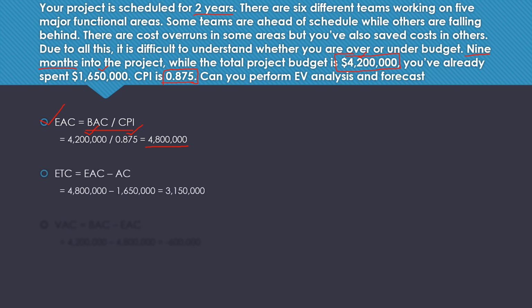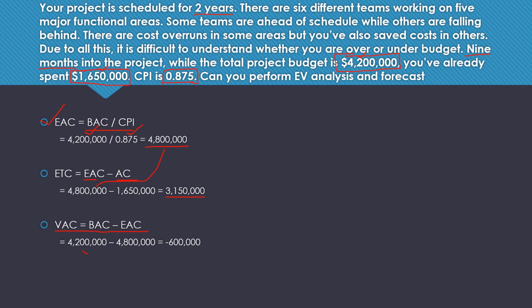Now let's also calculate ETC, the estimate to complete. The formula for ETC is EAC minus AC. EAC is the value you have here, and AC is given in the question itself, where it says you have already spent 1,650,000 US dollars. So when you put in the formulas, you get the value for ETC. Now this is the EV analysis that we have done. Let's do some forecasting, and the best formula to calculate is the variance at completion, VAC.